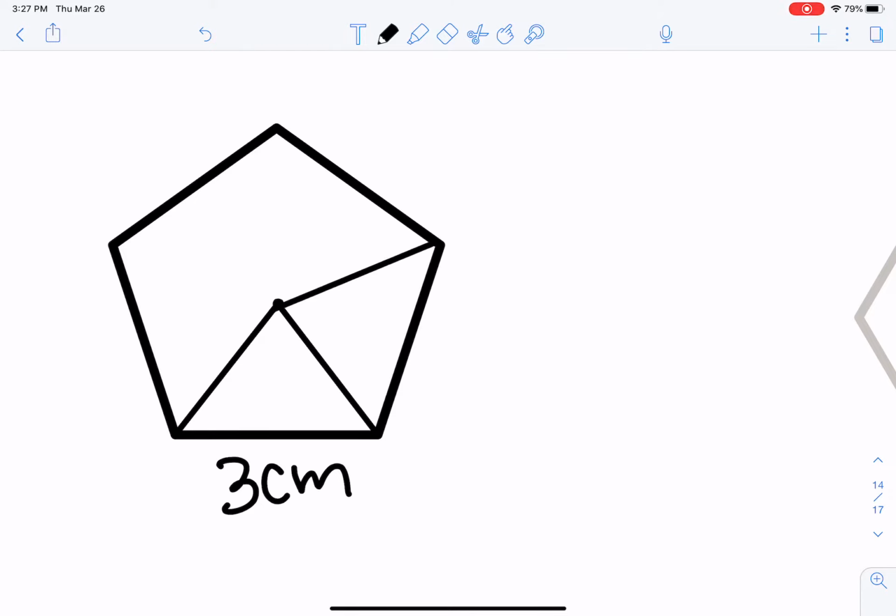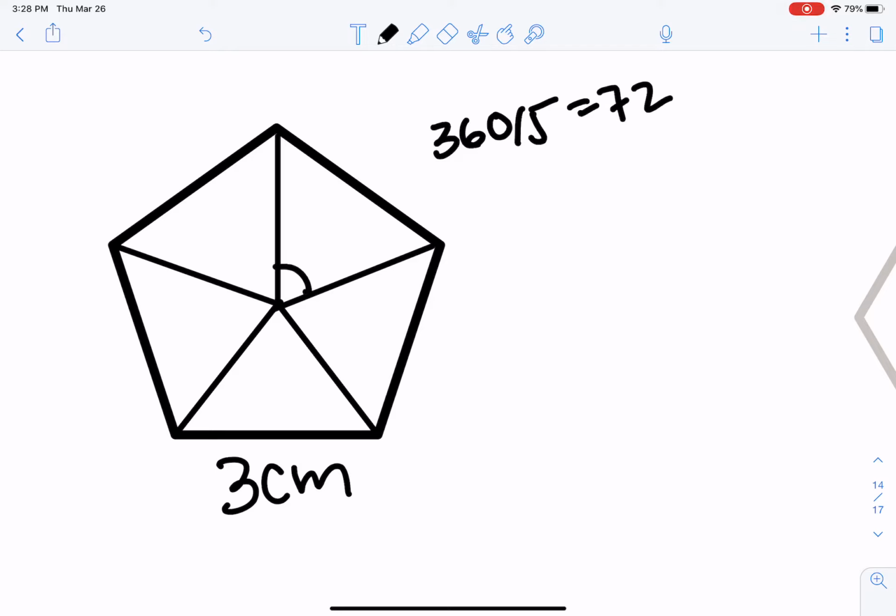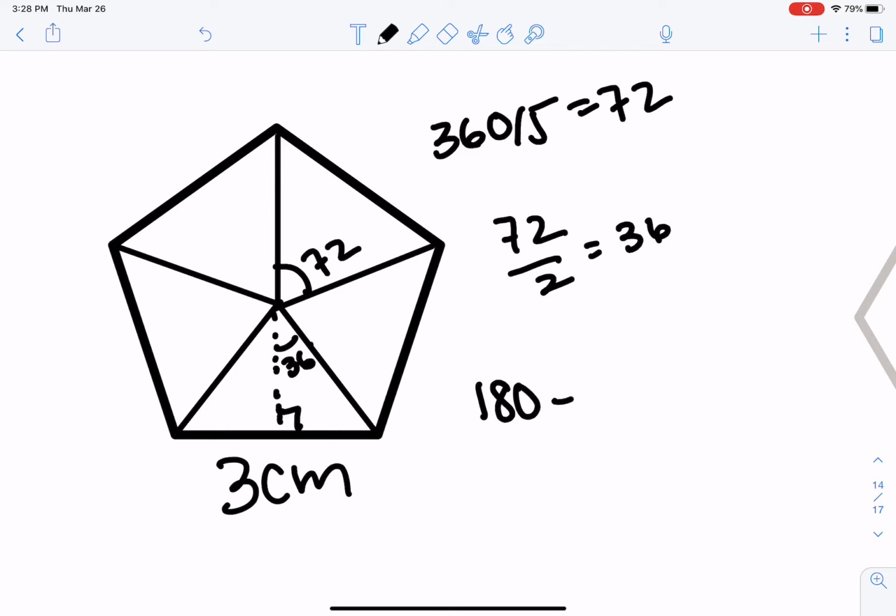and we're going to need to find the angles and the apothem, just like we usually do. 360 divided by 5 for the angle, and that should give me 72. So that's 72. If I cut that in half, I'll get 36 right here. So 72 cut in half is 36. This is a right angle, and I can do 180 minus 90 minus 36. And that will give me this to be 54. So if the whole base is 3 centimeters, that would be 1.5.